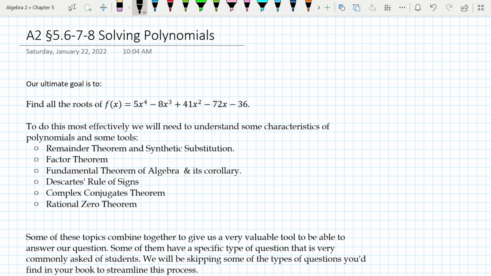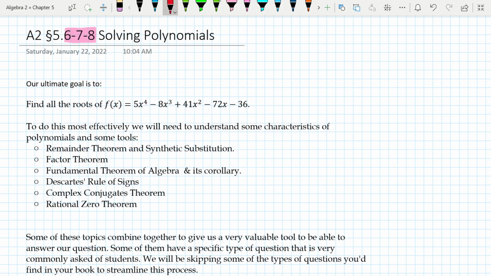Okay, Algebra 2. This is a combination lesson. We're going to be combining from the book sections 6, 7, and 8. We're covering the main ideas from all of them. We're skipping some of these smaller little things that pop up, and instead of trying to work on each of these things separately, I want to show you the big picture all at once.